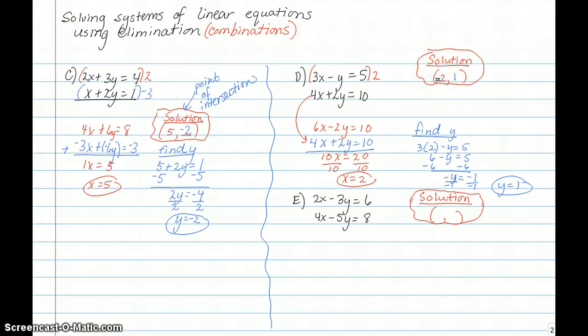Now you need to find y. I went ahead and plugged into the first equation, 3x minus y equals 5. So 3 times 2 minus y equals 5. 6 minus y equals 5. I'm going to subtract 6 from both sides. Negative y equals negative 1. Now this is important. Some of you make this mistake. Negative y has to become y by dividing by negative 1 on both sides. And y then equals negative 1 divided by negative 1, which is 1. So your y coordinate is 1. The ordered pair, the point of intersection, is 2, 1.